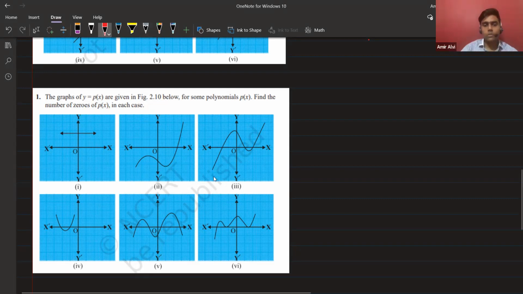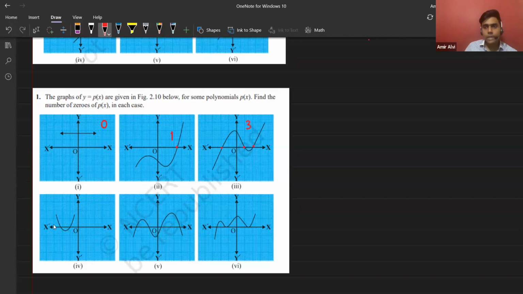Okay, Adil. So now tell me, Adil, how many zeros are there in this first part? No zeros. Very good, because it is not intersecting the x-axis at any point. How many are there? One. One. How many are there? Three. Yes, Adil? Three. 1, 2, and 3.